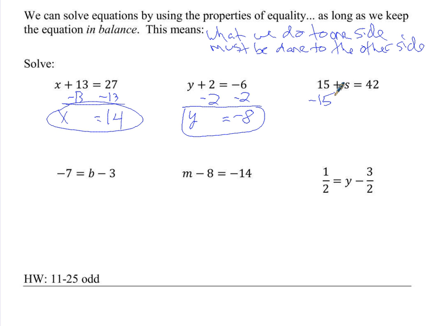But what I do to one side, I have to do the other. So I'm going to write minus 15 on the right side as well. The 15 minus 15 is gone. I'm left with just s equals 42 minus 15 is 27. So that's the answer.